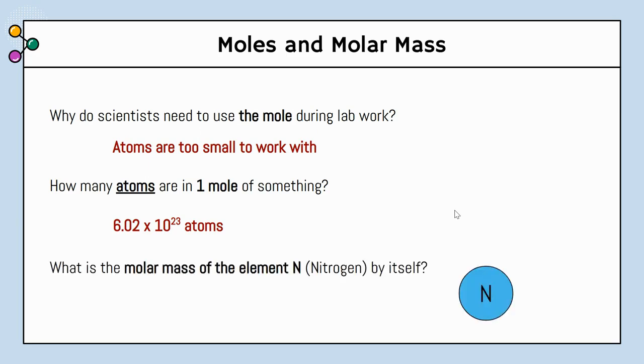And finally, what is the molar mass of the element nitrogen by itself? From our periodic table, we can see that nitrogen weighs 14.01 grams for every mole. That's the number right here on the bottom of nitrogen's periodic table entry.